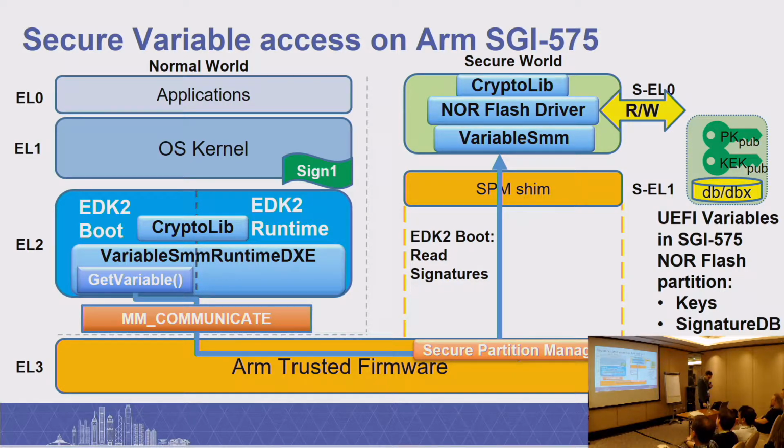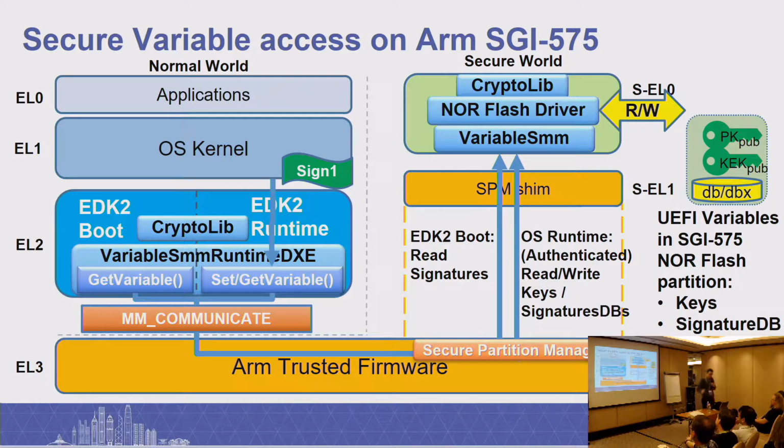But the writing part is important and usually comes in at runtime, when either the OS or even the EDK2, if you want, would like to call some runtime APIs, so set or get variable API. So the invocation will go through the very same exact path as the get variable before. So it will go through the MM communicate, down into the secure partition manager, into the runtime firmware, and then up to the variable SMM.